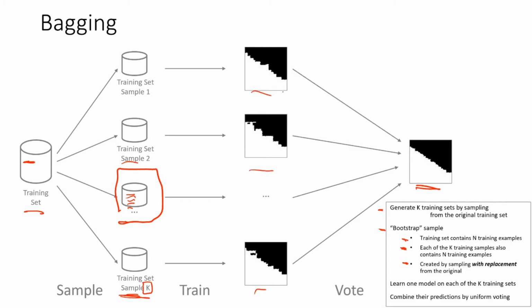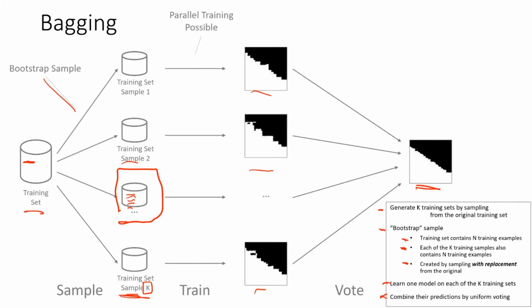Then you learn one model in each of the K, and you combine their predictions by uniform voting. If you're doing probability, they can vote on the probability. If you're doing classification, they can vote on what the class is. A couple of ways that you could do that combination. Here we go. This is called Bootstrap sampling.